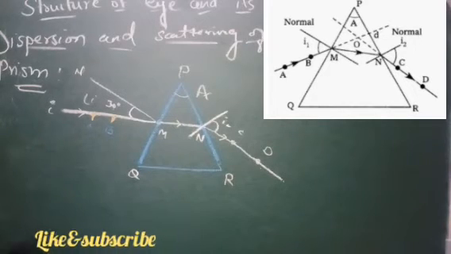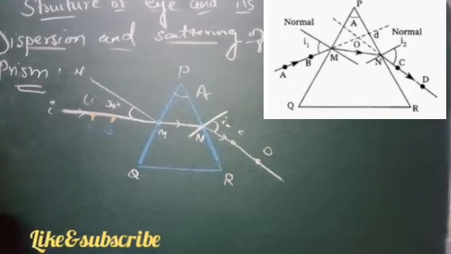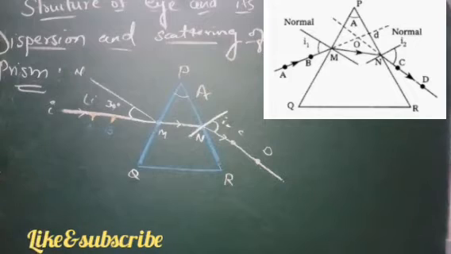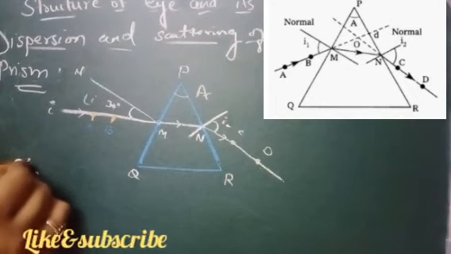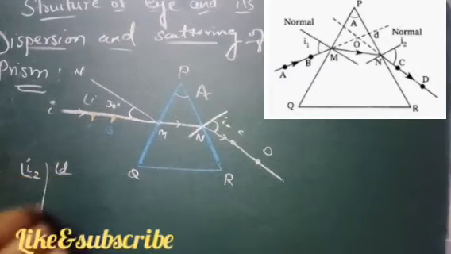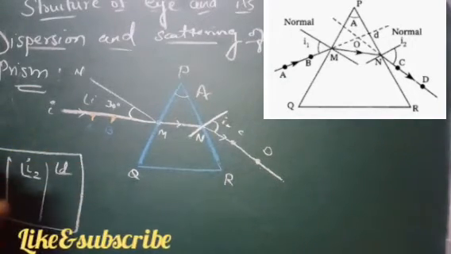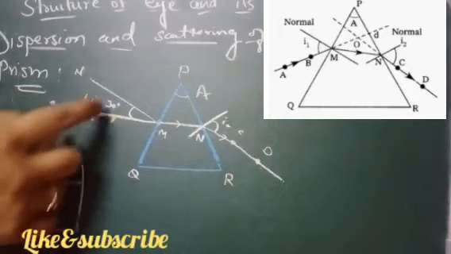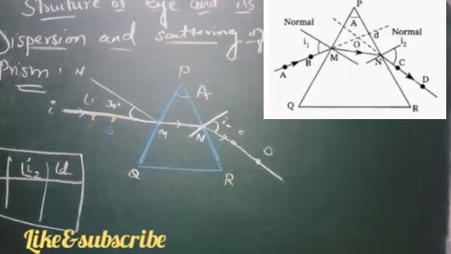You make a table, in that you write the angle of incidence, the angle of emergence, and the angle of deviation. These three you note down in one table at different angles, like 30, 40, 50, 60, and so on.